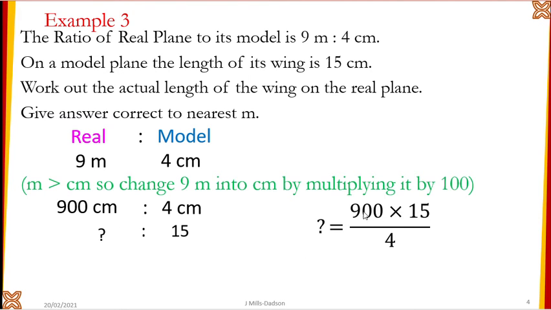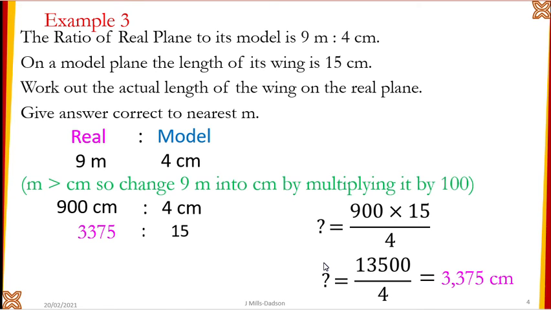So you can even divide 900 by 4. Quick way, you have it and you have it again. So 225 times by 15, that will be the answer. And when you work it out, or you can multiply 900 by 15, divide the answer by 4. So you have this and you have it again, and you're going to have 3,375 cm.